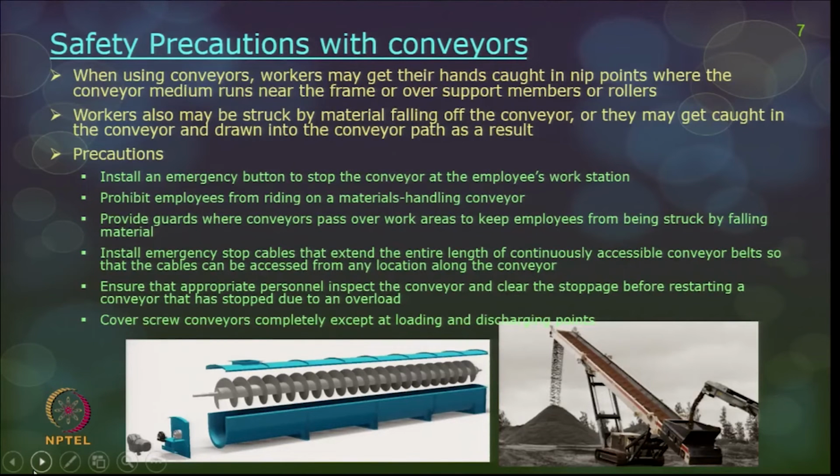Precautions: install an emergency button to stop the conveyor at the employee's workstation, and prohibit employees from riding on a materials handling conveyor. Provide guards where the conveyor passes over work areas to keep employees from being struck by falling materials. Install emergency stop cables that extend the entire length of the continuously accessible conveyor belt, so that the workers can stop it whenever required.